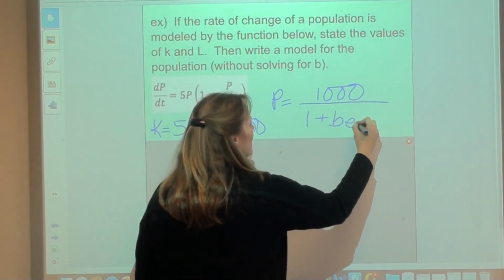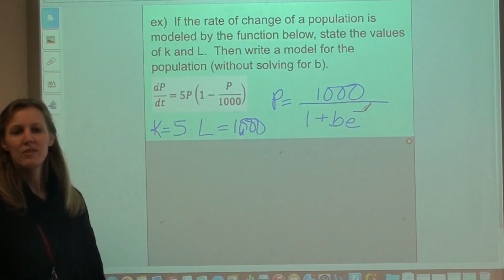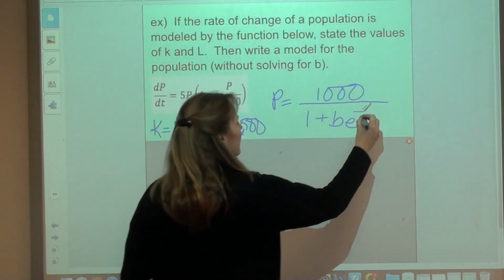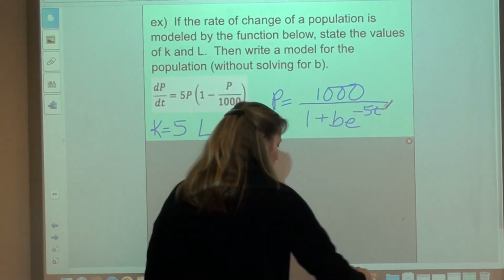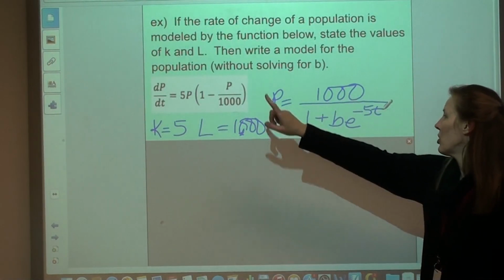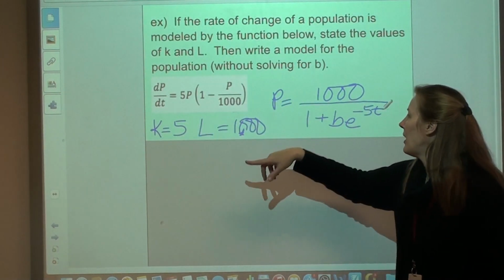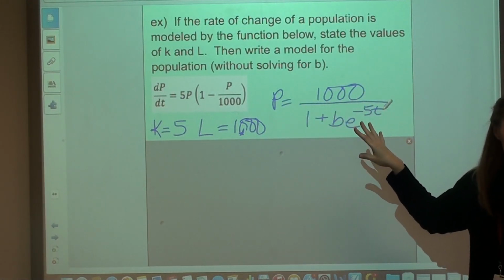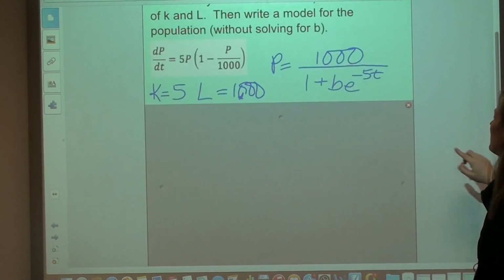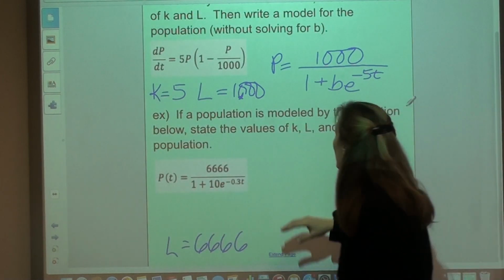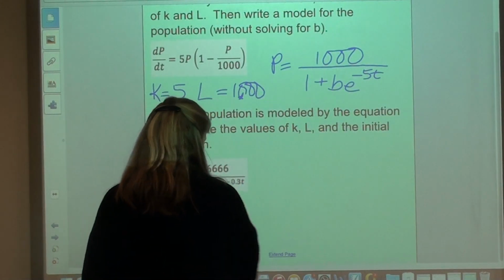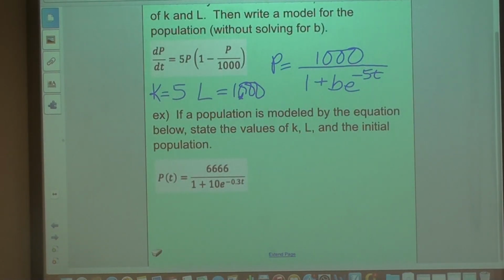All right, so now we have an e to the negative 5t. That's the big thing, being able to go from this to this. If you can write your K and write your L, then just plug them into the new model. Now let's pretend you started with this. See if you can find K, L, and see if you can figure out the initial population.